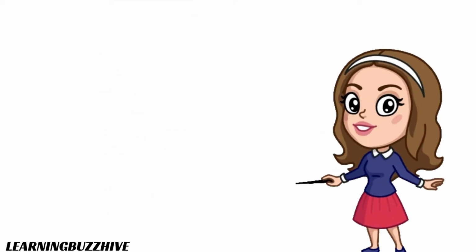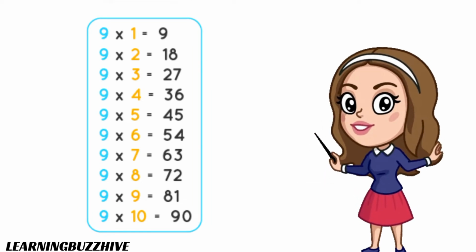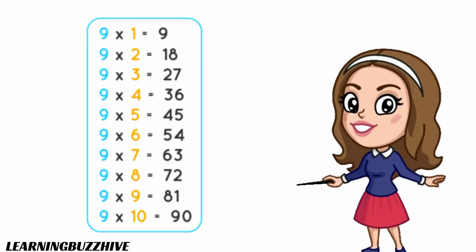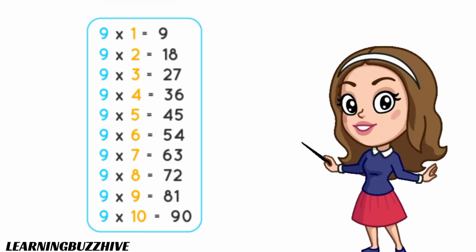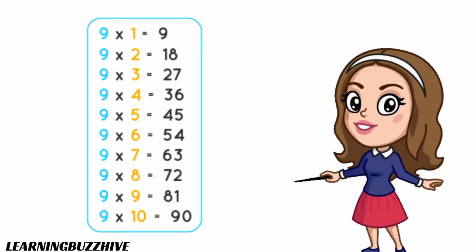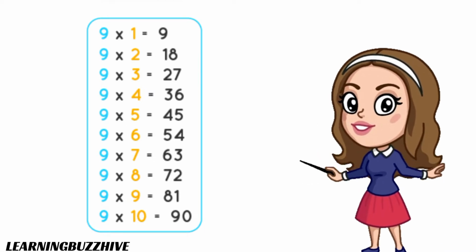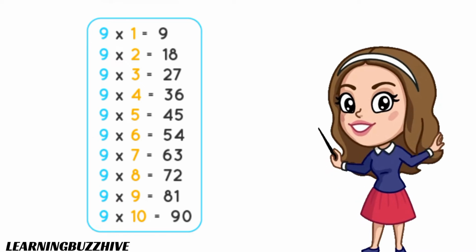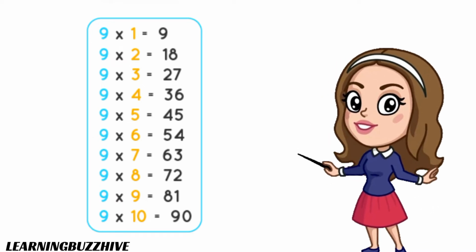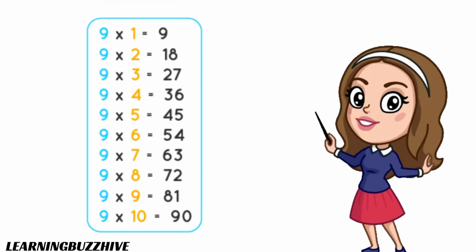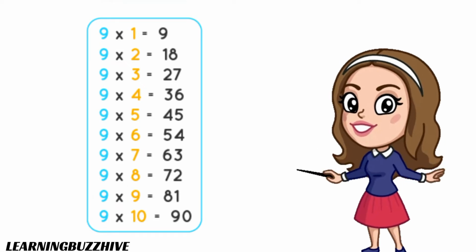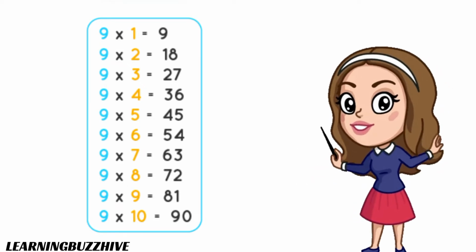Next is ninth table. Nine ones are 9. Nine twos are 18. Nine threes are 27. Nine fours are 36. Nine fives are 45. Nine sixes are 54.